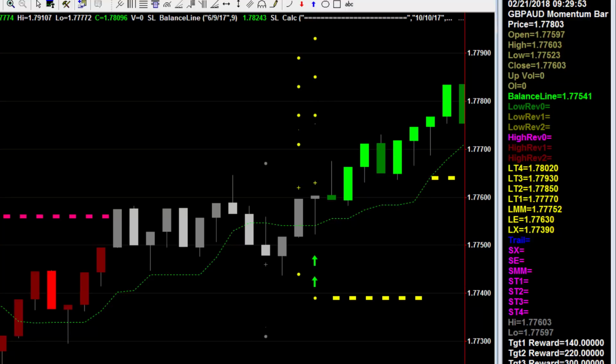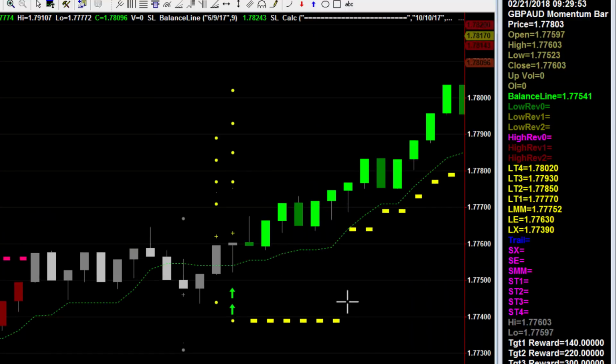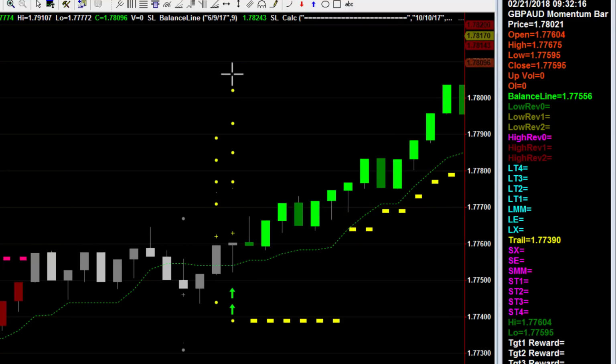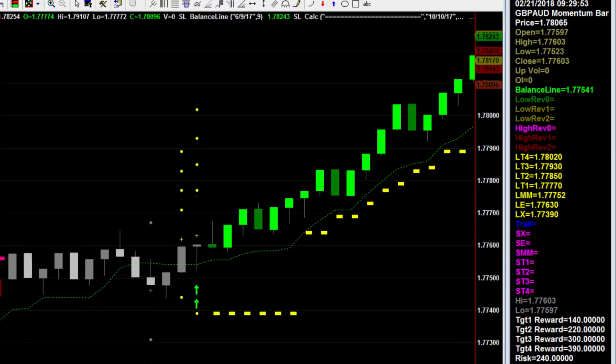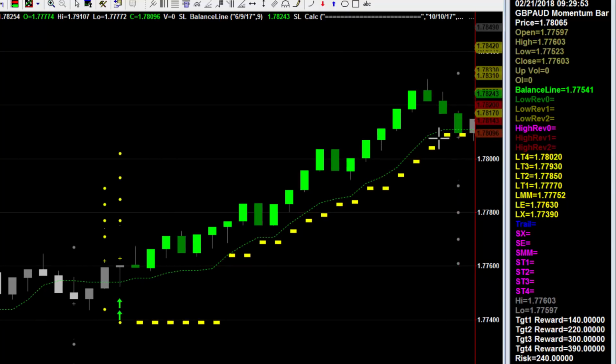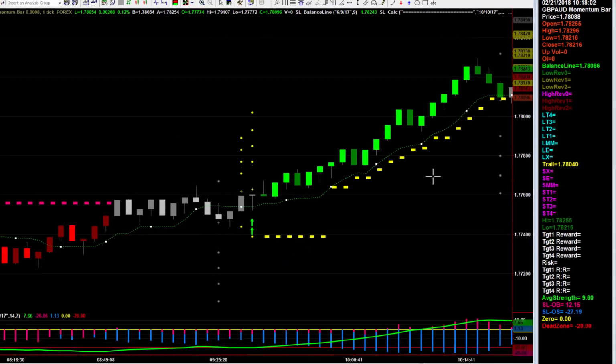Now we have a risk-free trade for the rest of the position. The trailer's going up and it just blows through all 4 targets. You could just see what those are. 14, 22, 39, 30, and 39 pips, and still trailing. And another session, look at that, finally stops out up here. First trade of the US session, meets the goals. We're finished. Let's go to the next Asian session.